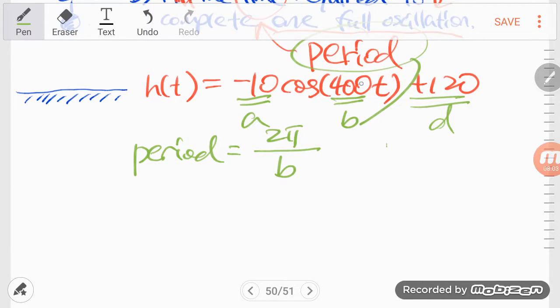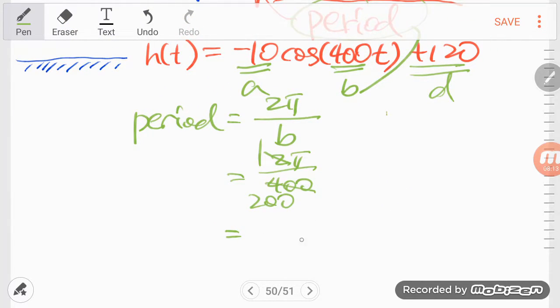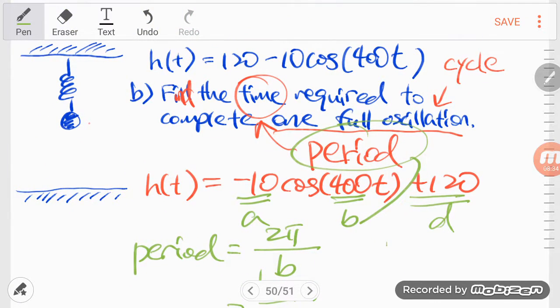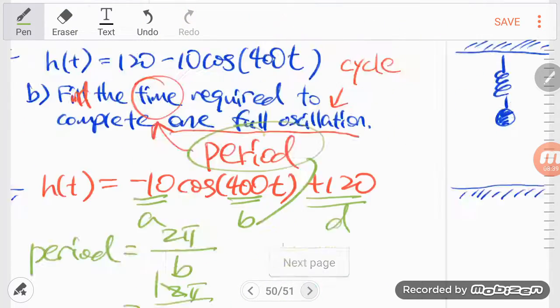Right now, our B is equal to 400, so 2 pi over 400. 2 and 400 simplify, so my period is equal to pi over 200. I think in this case the time unit is minutes. Okay, so the period is pi over 200. So it takes pi over 200 minutes to complete one full cycle. All right. Okay, let's continue.